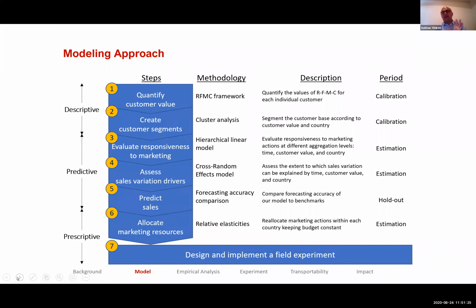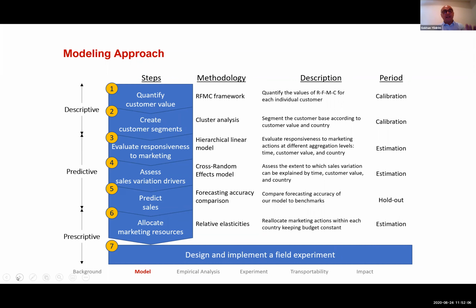In the descriptive modeling stage, what we did was to quantify the value of each individual customer for the company. For that, we used the well-known framework: recency, frequency, monetary, and clumpiness, right? Based on the computed RFMC values, we clustered customers with a machine learning algorithm. In the predictive stage, we evaluated the responsiveness of different customer groups to direct mail and email campaigns across 6 countries, right?